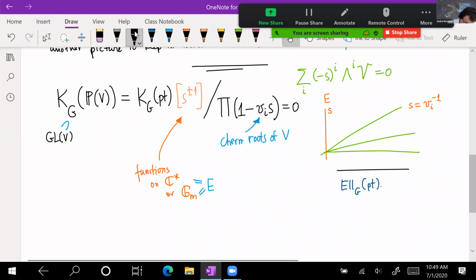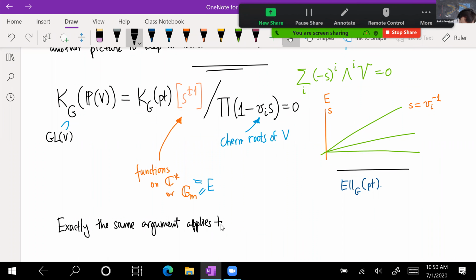So our first observation is that the exact same argument applies, literally the same. You don't need V to be a vector space over a point. You can have a bundle over some other space X. So this is a bundle.